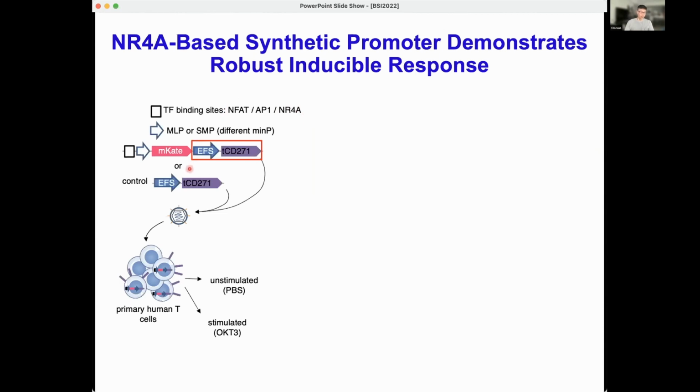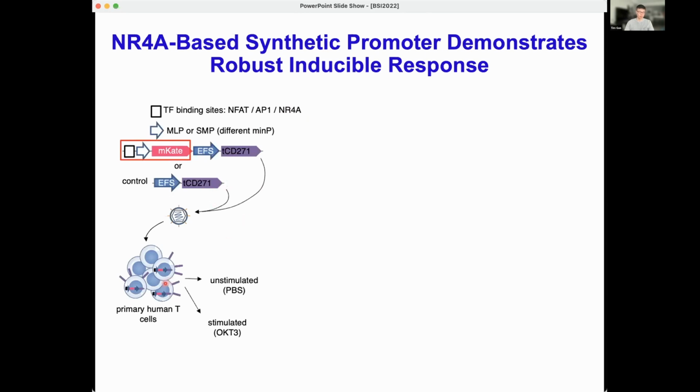For the first set of experiments I'll show you, we also included a constitutive expression module in the same vector, where a tag, CD271, is expressed by a constitutive promoter to mark the engineered cells. So this way we can look at engineered cells and how they respond to activation based on this inducible fluorescent module. As the control, we have the tag alone.